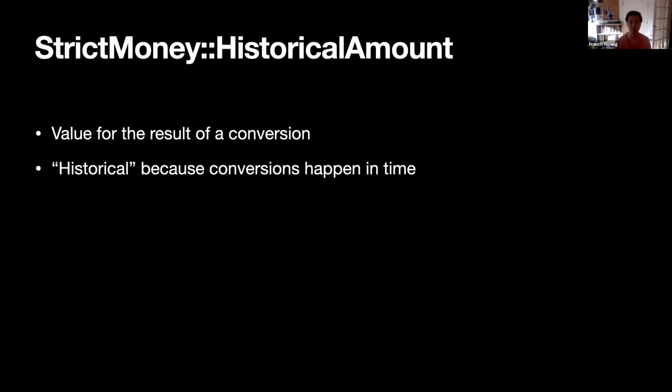What it does do is say once you've done the conversion, we can store a value, and we call it a historical amount. This is the value for the result of a conversion. It stores two or more currency amounts that are assumed to be equivalent at some point in time. It's historical because conversions can only happen in the past, really. Exchange rates are historical observations. At this moment, a second ago or a year ago, a US dollar was worth this many pounds. Here's our map.